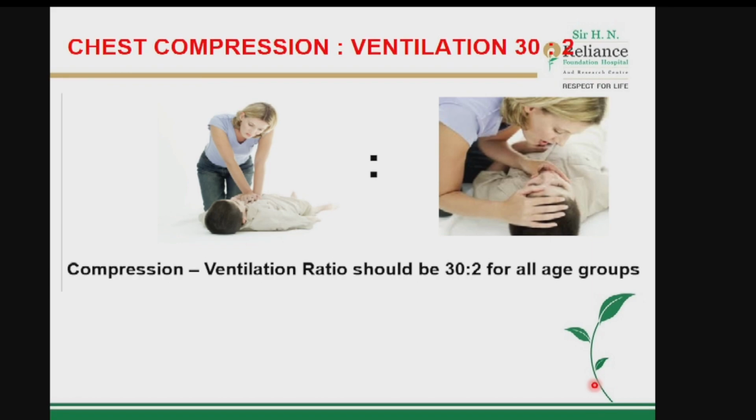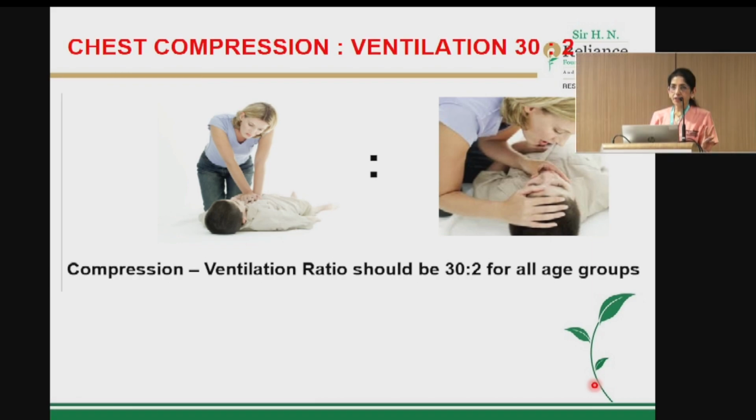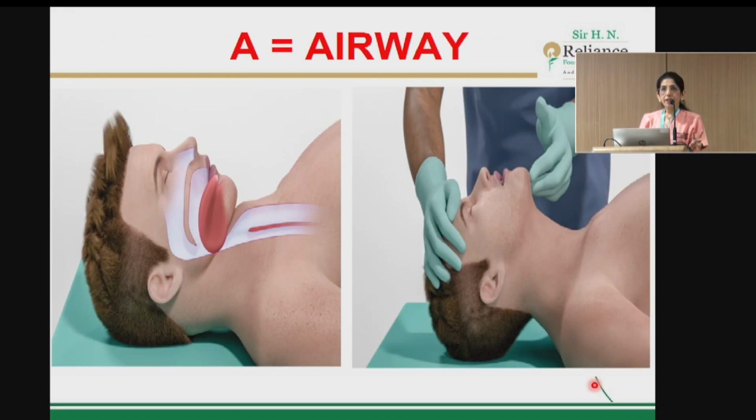The ventilation compression ratio should be 30:2. So give 30 compressions and 2 ventilations. Give 1 ventilation every 5 to 6 minutes.